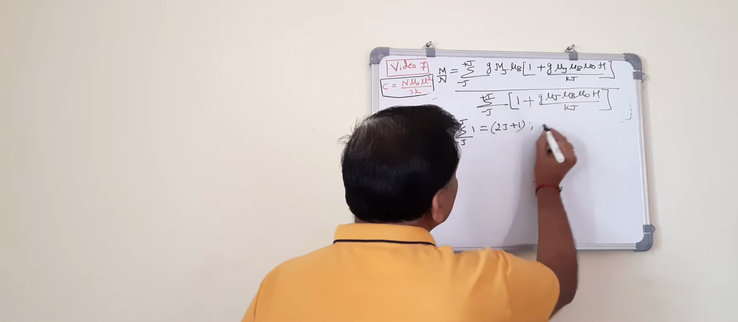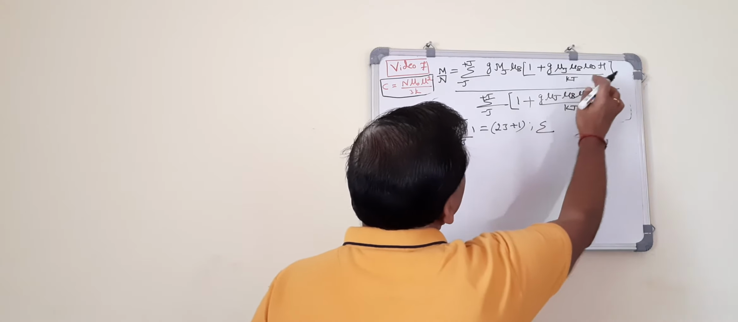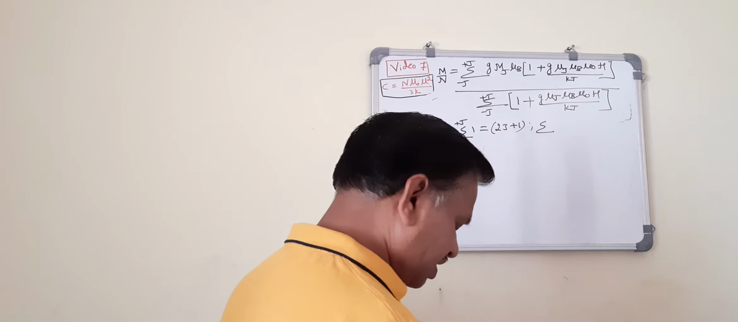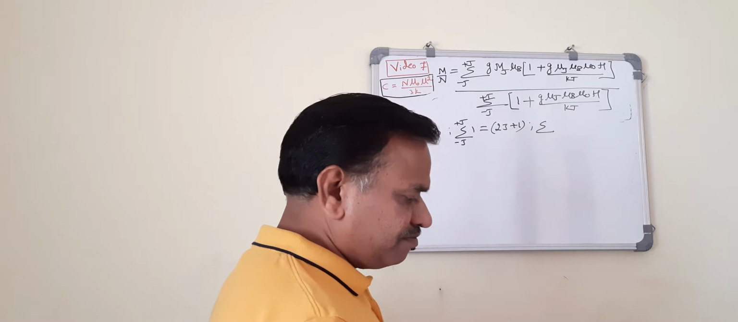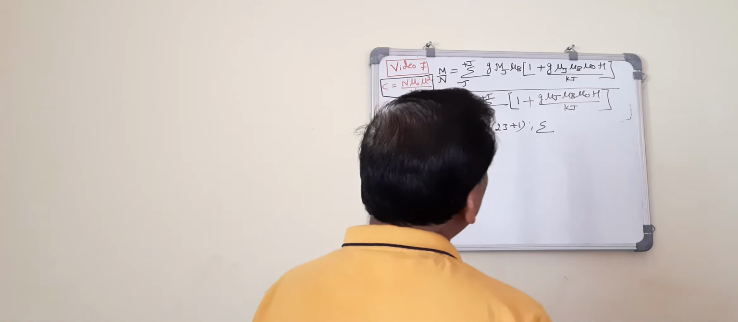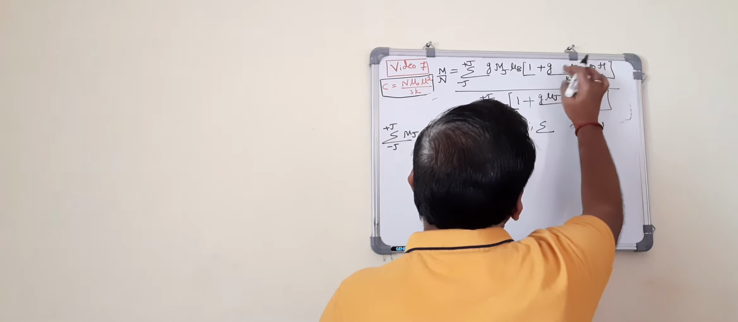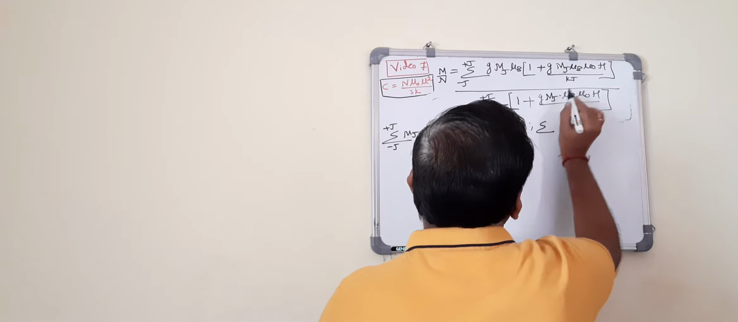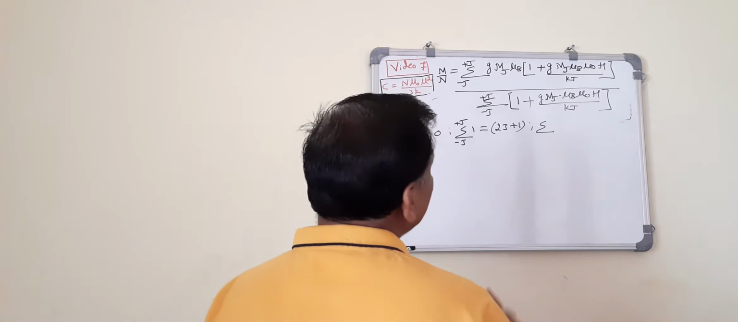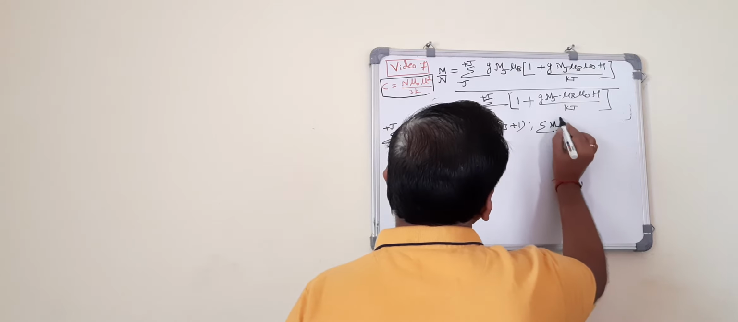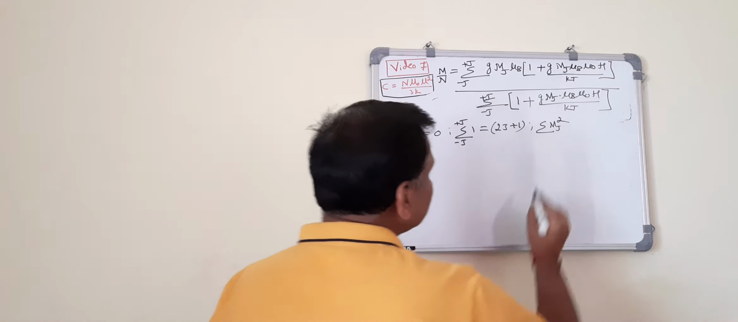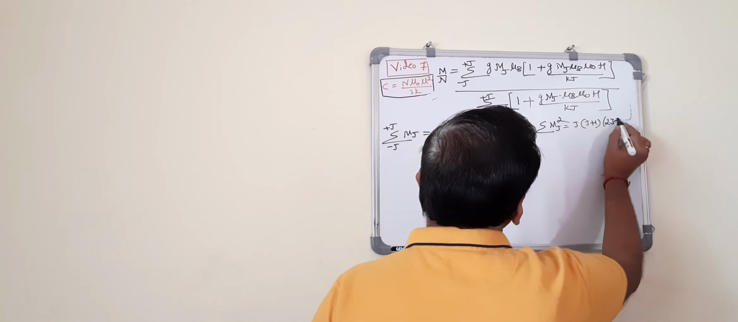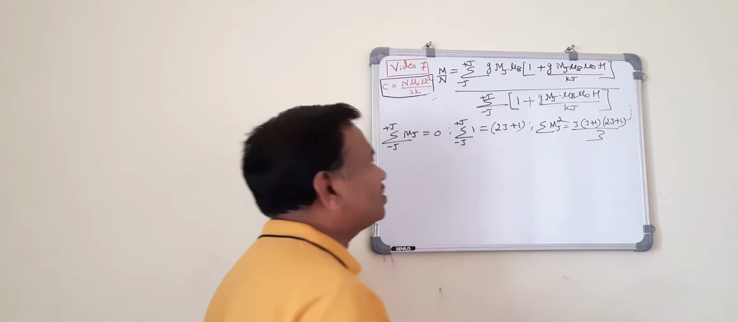Then next, the summation of, you see, here, mj. It is mj, g. It is not mu j, this is mj. This also. Okay. Now this term becomes mj squared. This summation of mj squared equals j into j plus 1 into 2j plus 1 divided by 3.